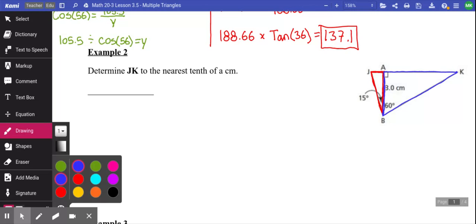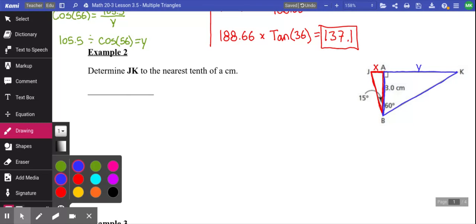J to K is not part of either of my triangles. It's part of this really big triangle, but that really big triangle is not a right angle triangle, so we can't do anything with it. So the only way we're going to figure out from J all the way to K is to figure out both these little sides. If I can figure out this distance, which is part of J to K, and I can figure out this distance, which is part of J to K, I could add them together to get the whole distance. But you can't do it all in one calculation. You got to do a little bit at a time.